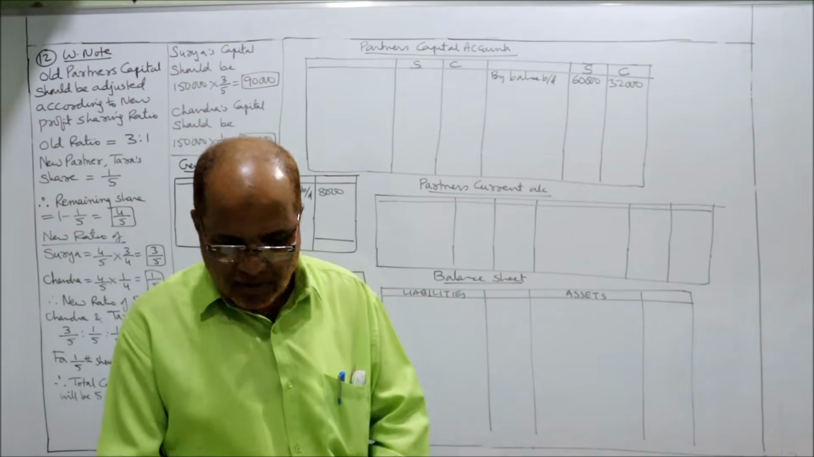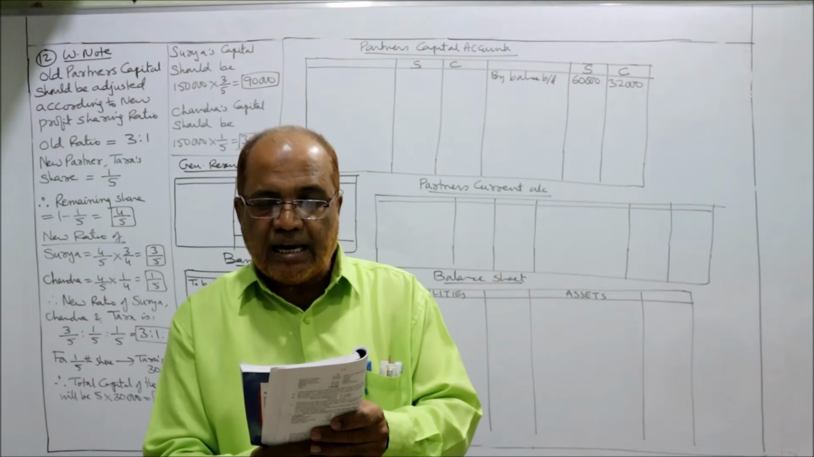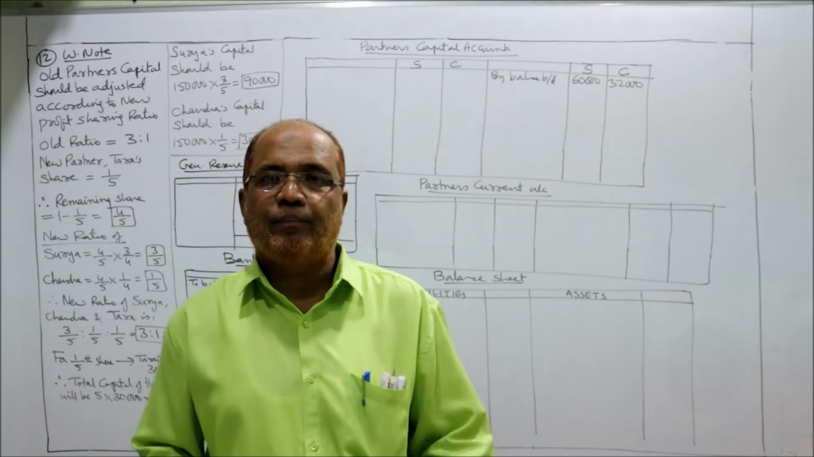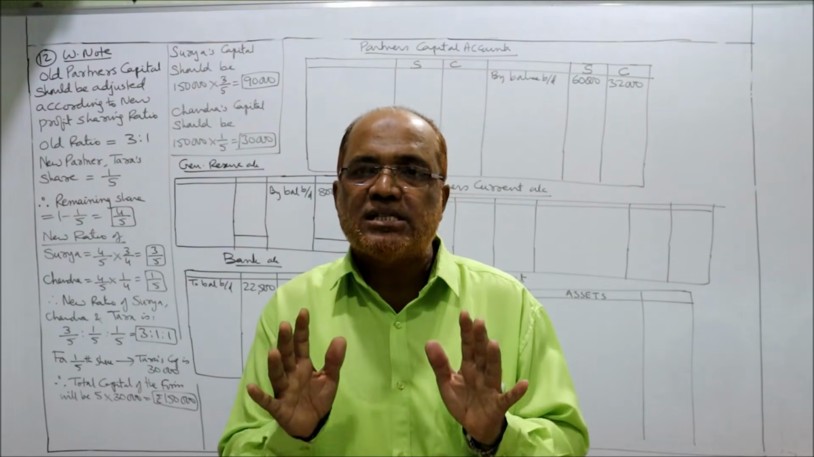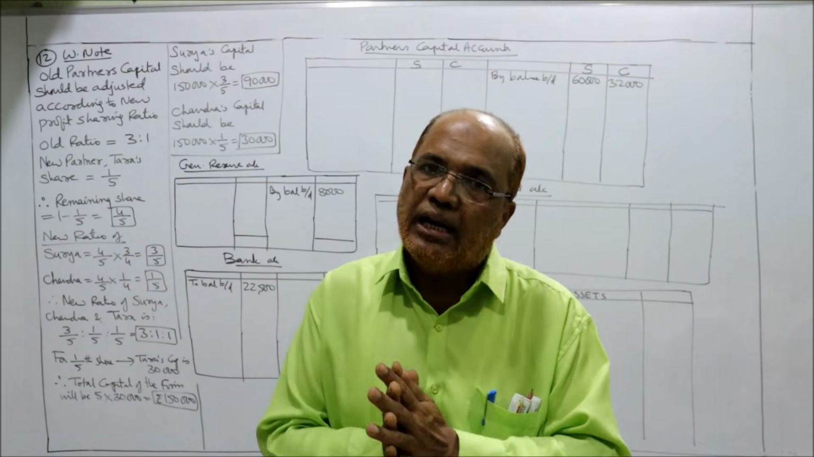That is the problem. And what you have to make: from the above information, draw necessary ledger accounts and new balance sheet of the firm. We are not required to pass the journal entries. In this problem, directly it is asking you to make the ledger accounts.